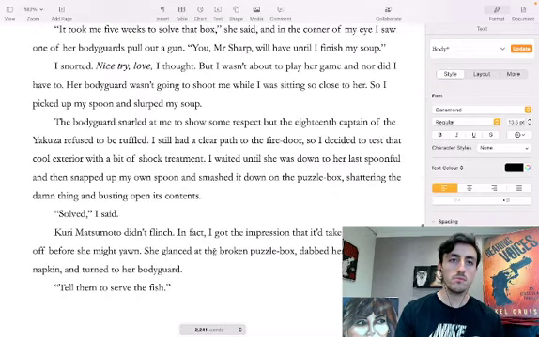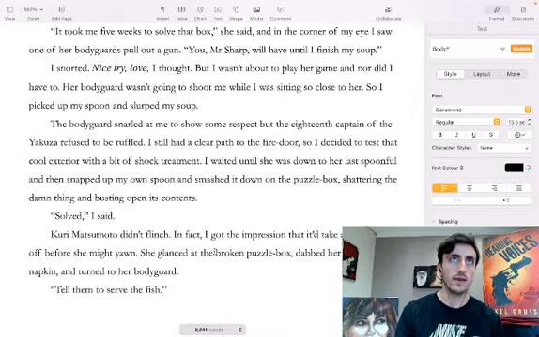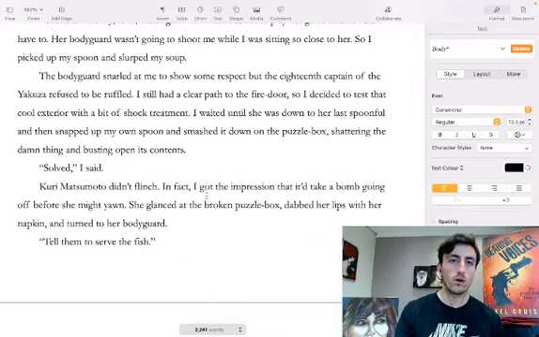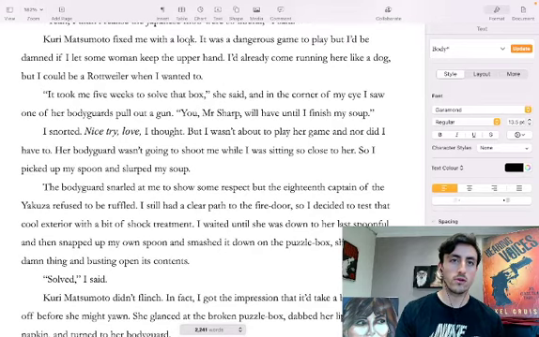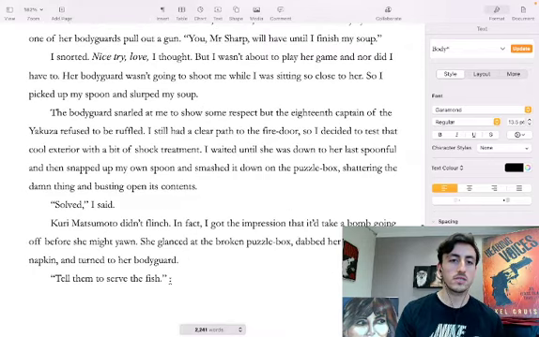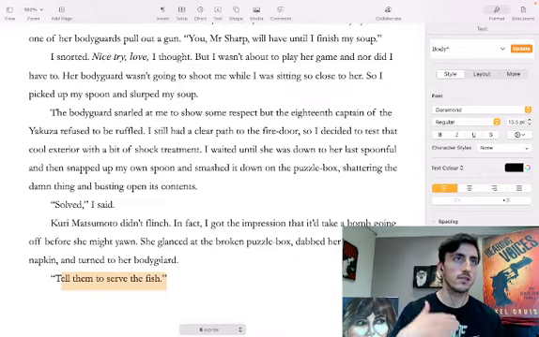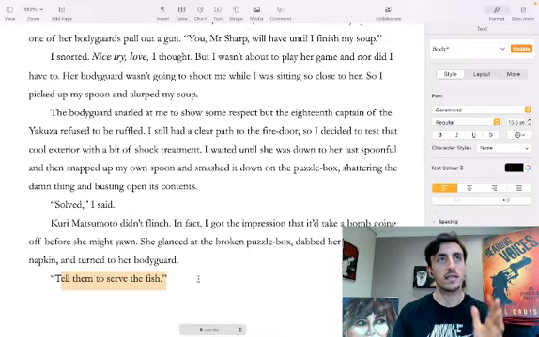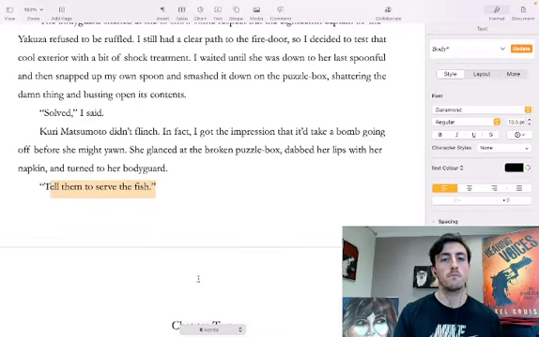So at the moment we've had this whole restaurant scene, and we've got this story about the tanuki and the rabbit, and that's all really good. And then we end with this line here, "tell them to serve the fish," as in, you've passed the test. This 18th captain of the Yakuza says you've passed the test, and then she says, "tell them to serve the fish." And we phase out into chapter 2.